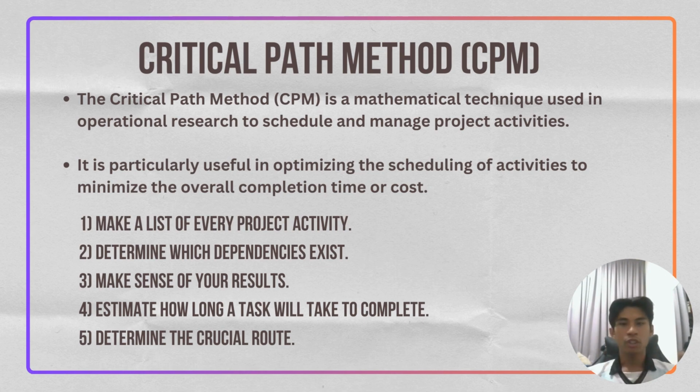So how do we use the critical path method? First is to make a list of every project activity. Second is to determine which dependencies exist. Third, make sense of your result. Fourth, estimate how long a task will take to complete. And the last one is to determine the critical path.